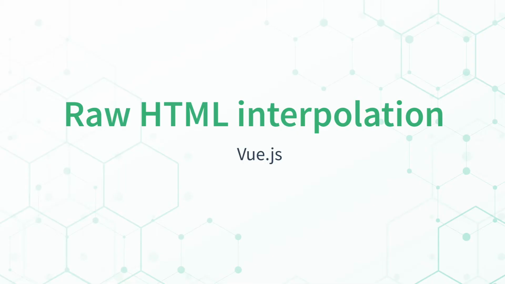Raw HTML interpolation. Mustache syntax interprets the data as plain text. So if you use HTML, it will be output as plain text instead of being rendered. To tackle it and bind raw HTML, we can use the v-html directive. Let's try it.